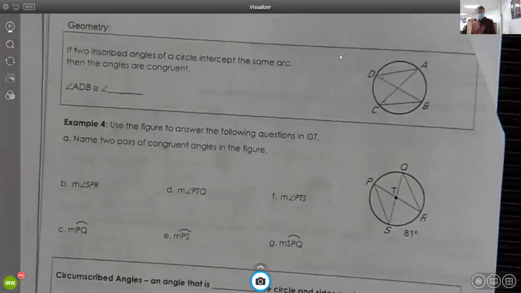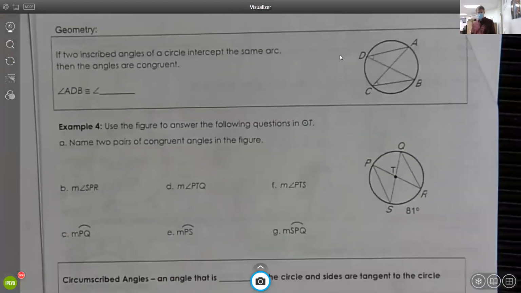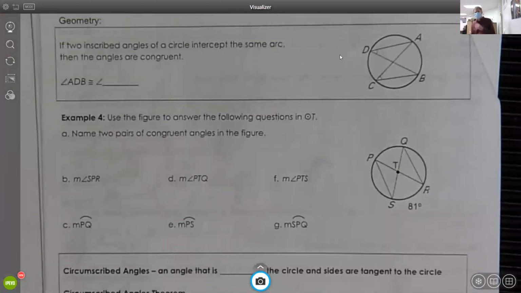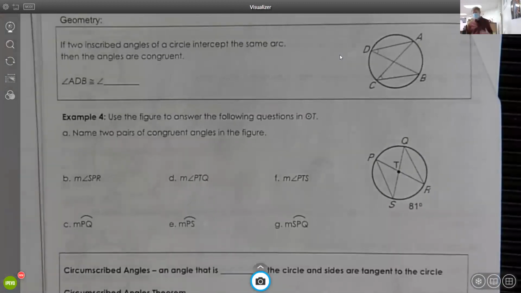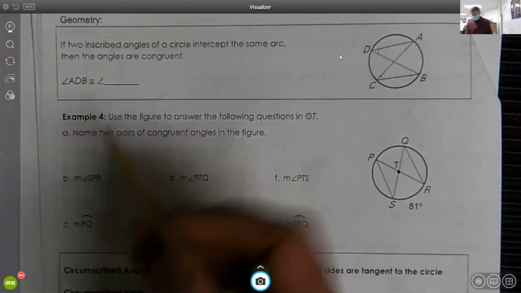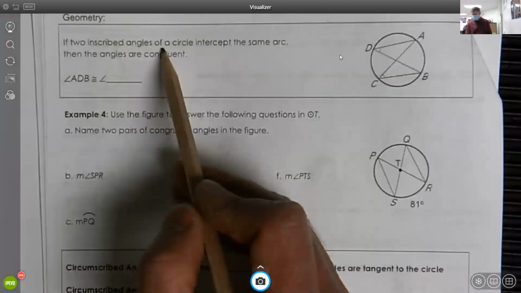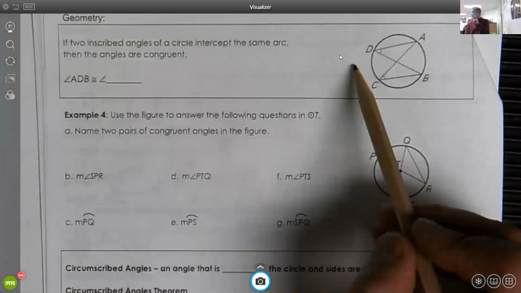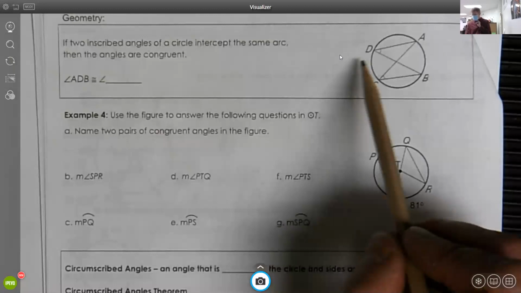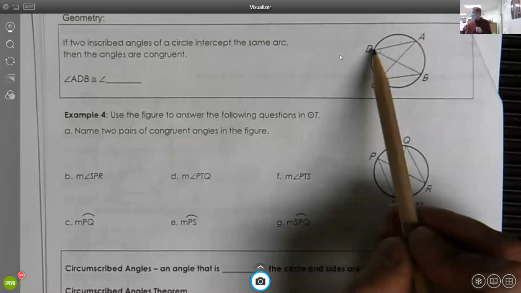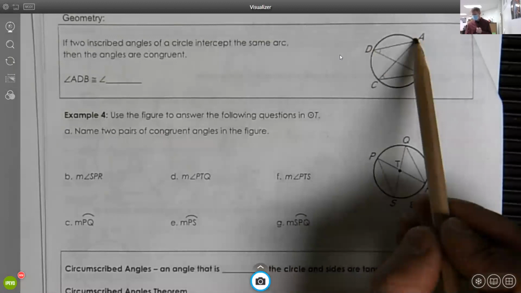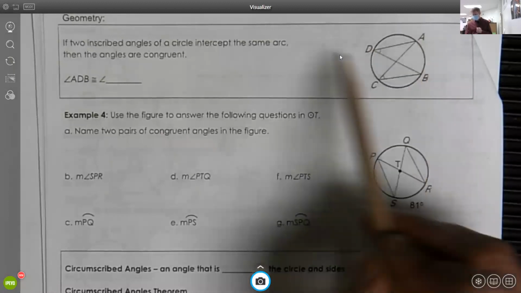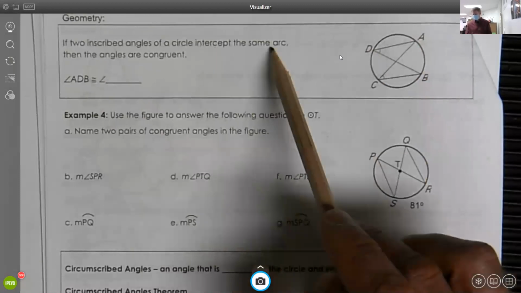So we'll flip the page. Now here's a rule that you start to recognize the more that you work with it, but here it is actually spelled out for us. If two inscribed angles of a circle, it's called an inscribed, not a central, but an inscribed, if the vertex is on the edge, an inscribed angle. So if two inscribed angles intercept the same arc.